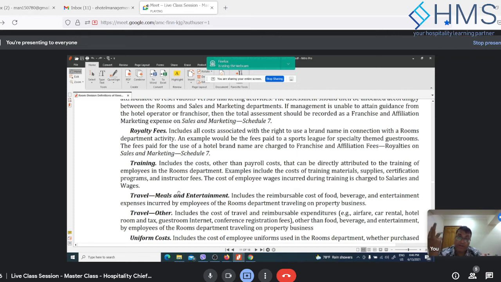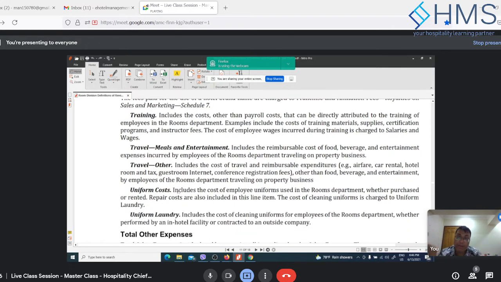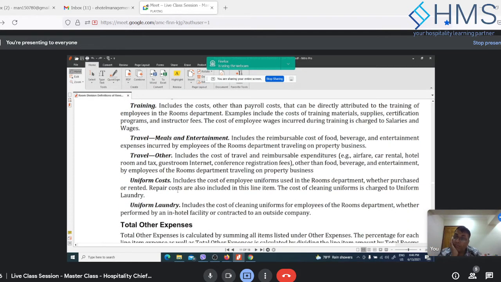Then you have training expenses to the rooms department, which includes the cost of meals, supplies, certification, instructor fees, and everything else. But the employee salary during the time of training is charged to the labor cost. Then you have travel.